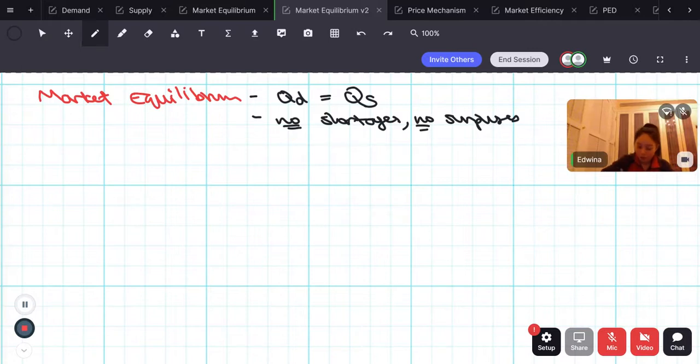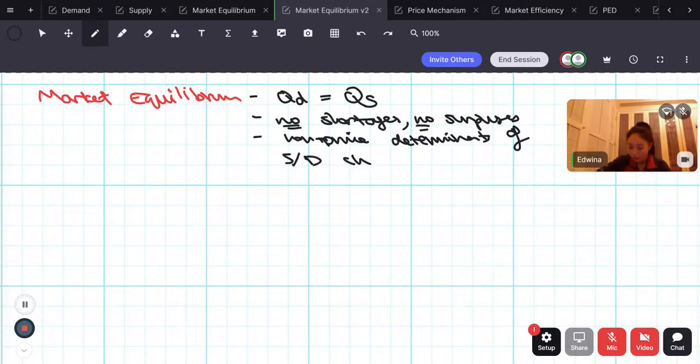And regarding market equilibrium, only non-price determinants of supply and demand will change the equilibrium point. So only non-price determinants of supply and demand, meaning only shifts in the supply and demand curves, will change the equilibrium price, because we know that non-price determinants of supply and demand will shift the respective curves, and that would in turn change the equilibrium price. Otherwise, the equilibrium price would not change.